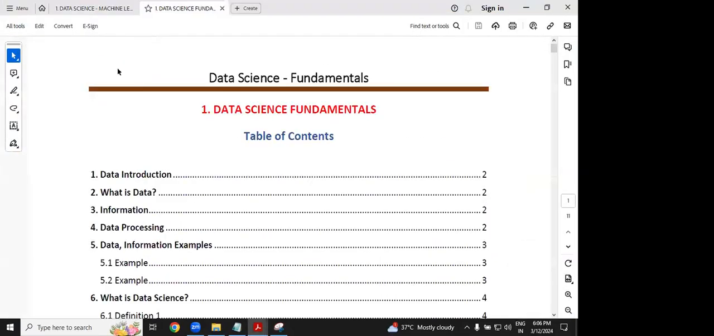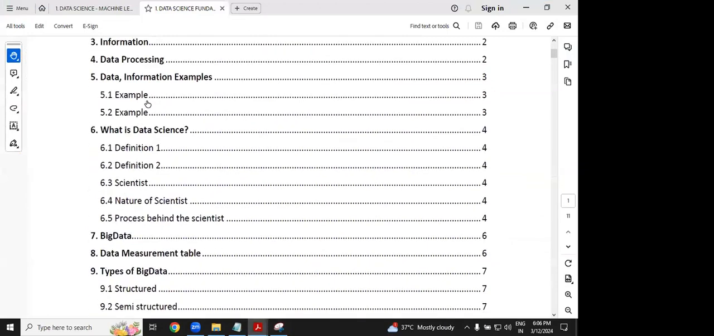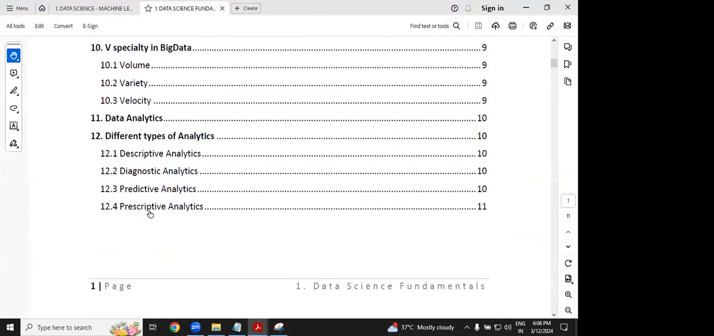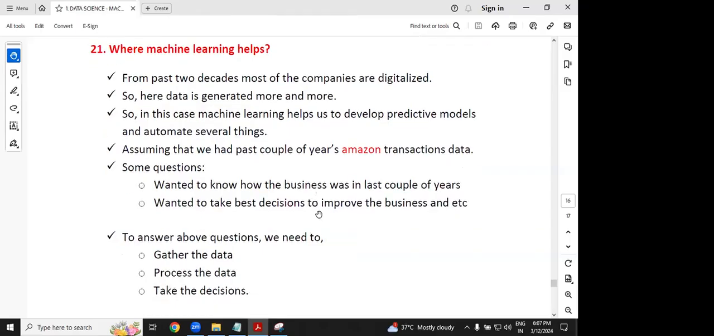Unknowingly, I gave a nice definition during the first demo. This is called predictive analytics. Prediction means machine learning. Descriptive and diagnostic, these are all EDA. If you walk through the material, you can understand.